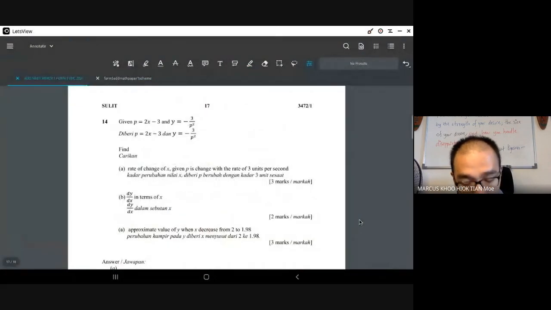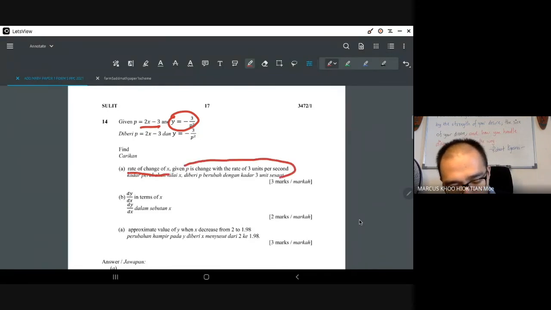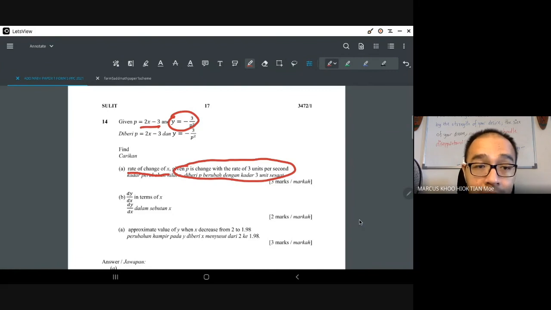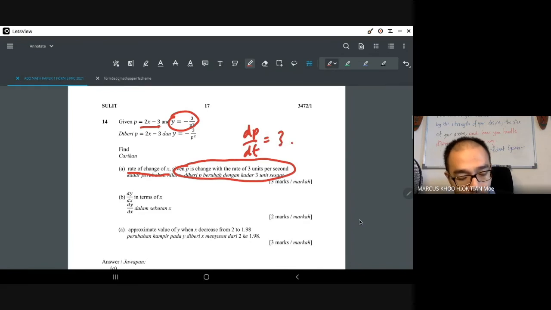P is this one. So this is differentiation. Okay, P equals 2x minus 3. And this one is over here. Interesting that they give you this one. And then after that, they ask you to find the rate of change of x given P is changing at the rate of 3 units per second. So this is actually dp/dt equals 3.